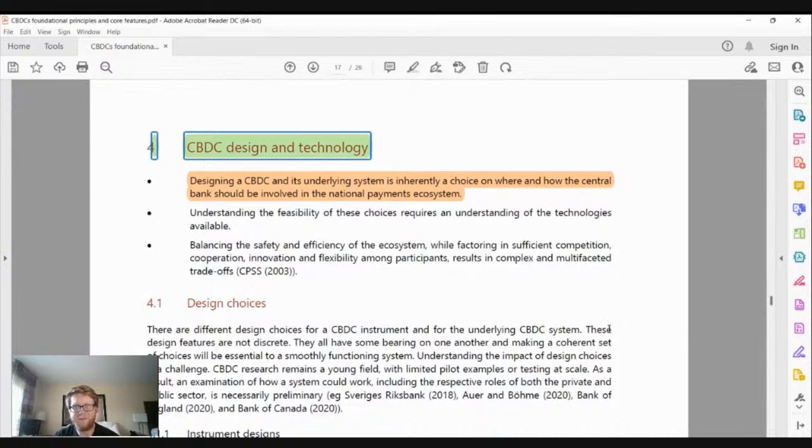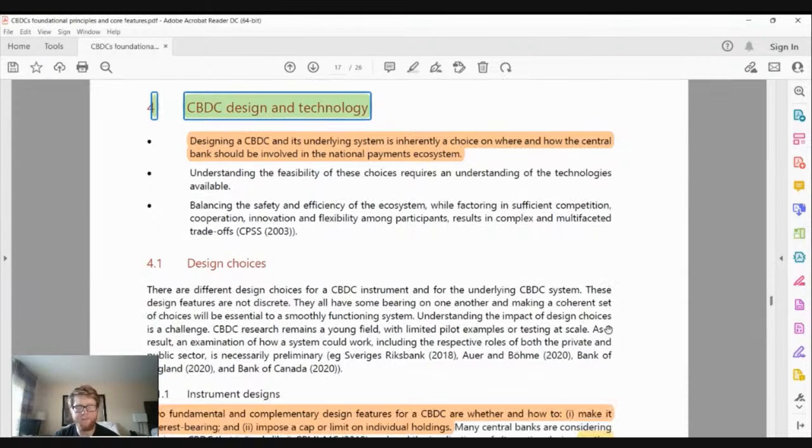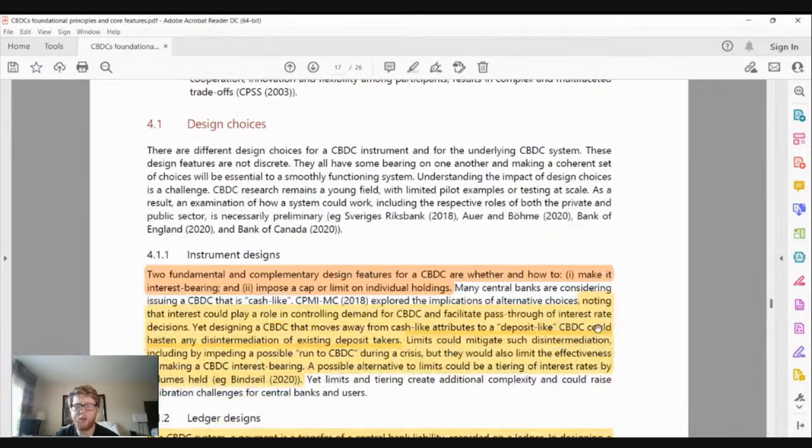Designing one, you really have to keep in mind the underlying system, and it's inherently a choice on where and how the central bank should be involved in the national payments ecosystem. That's where it gets tailored depending on the country, and how their monetary system is set up to begin with. So there's a lot of things that could go into it.